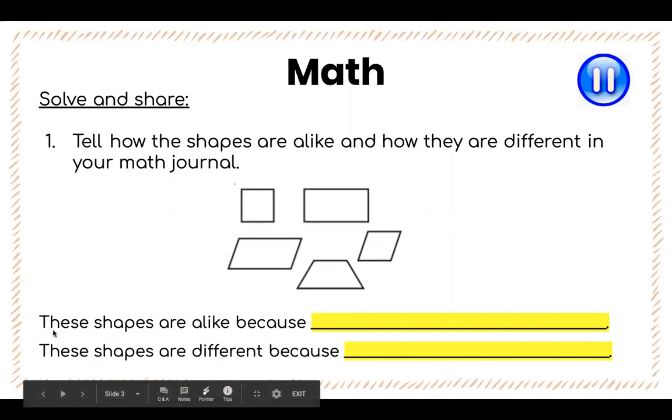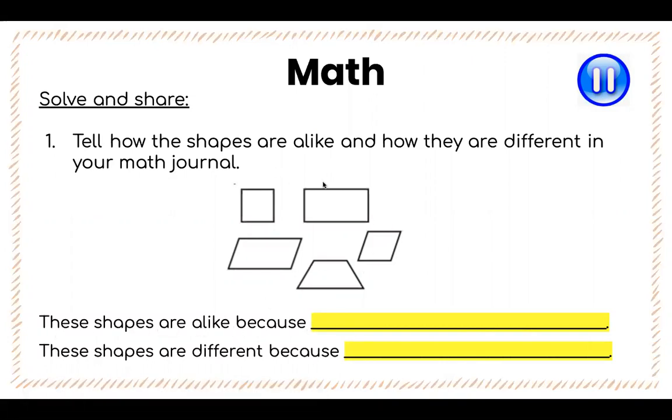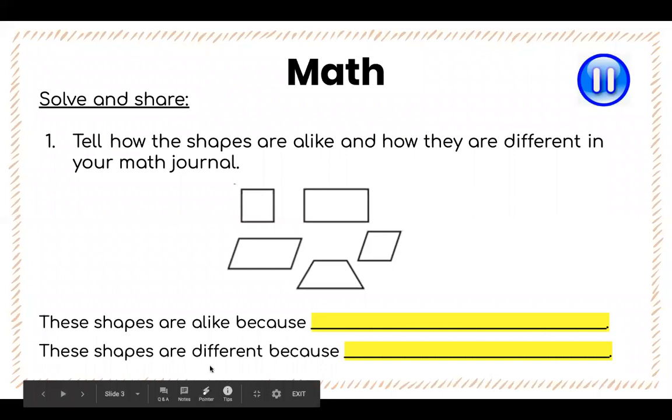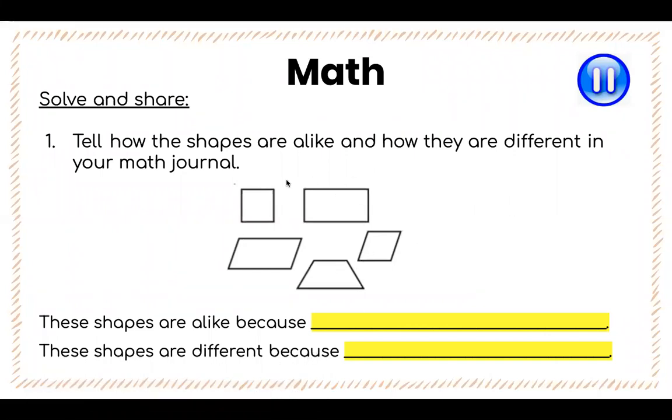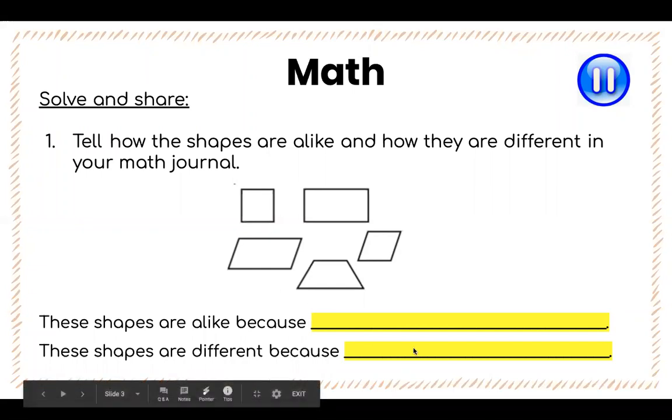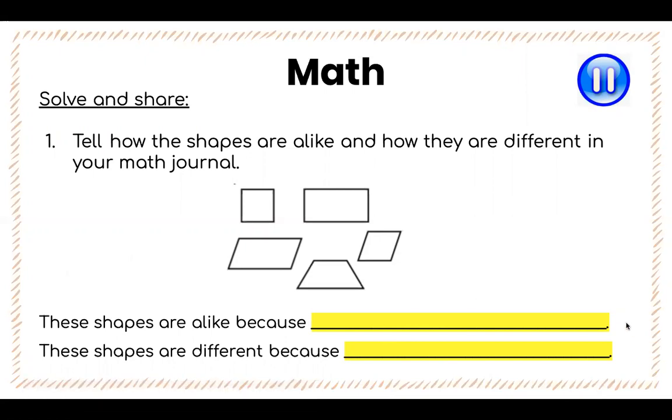Number 1, these shapes are alike because. So tell me how they are the same. What do you notice that's similar between those shapes? For your second sentence starter, these shapes are different because. Tell me what's different. Something that you notice. Make sure when you write these sentence starters, you write with a capital letter at the beginning and punctuation at the end. Go ahead and pause this screen so that you can copy down these sentence starters.